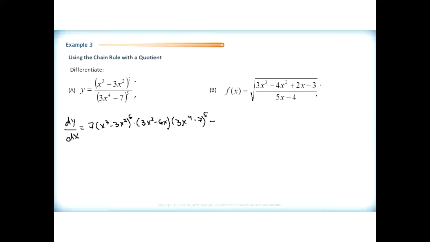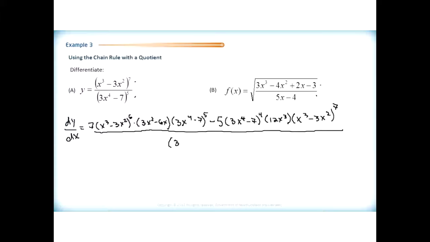Then I subtract the derivative of the bottom, so that's going to be a chain rule unto itself again. So 5 times 3x to the power 4 minus 7 to the power of 4, and multiplied by the derivative of the guts, which will be 12x cubed. And then for that, I've got to multiply by the business that was up top, so that's x cubed minus 3x squared, all to the power of 7 here. And of course, as always with the quotient rule, I divide everything by the bottom business, 3x to the power of 4 minus 7 squared, and since it's already power 5, that becomes power 10.